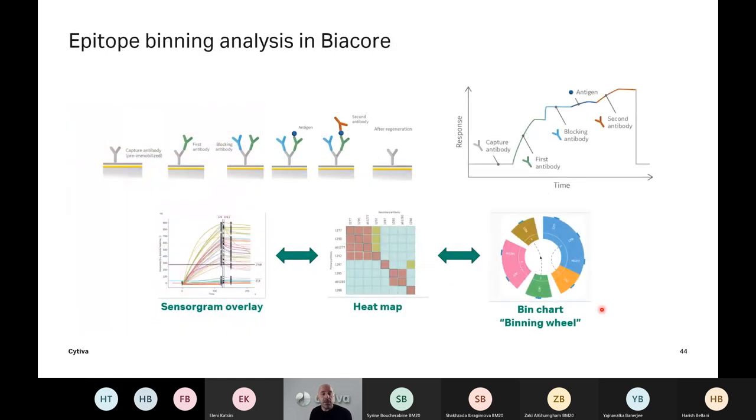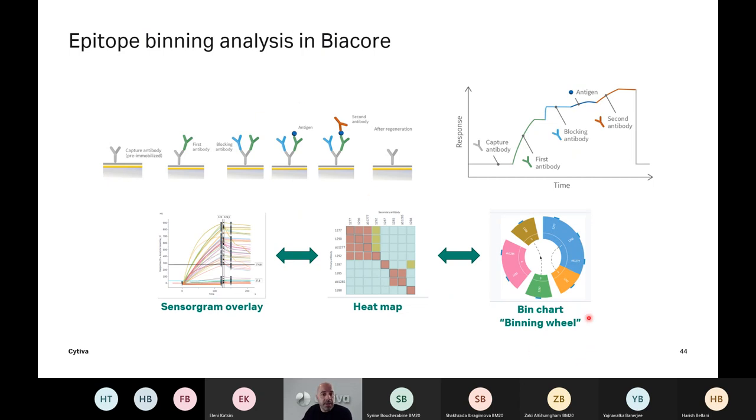Finally, just to mention that we can also run epitope binning analysis on Biacore. Basically, the objective of this analysis is to try to understand whether different antibodies normally bind to the same epitope, the same region in the target molecule, or whether they can recognize different regions, different epitopes in the target molecule. Then we can group antibodies that bind to the same region, the same epitope.